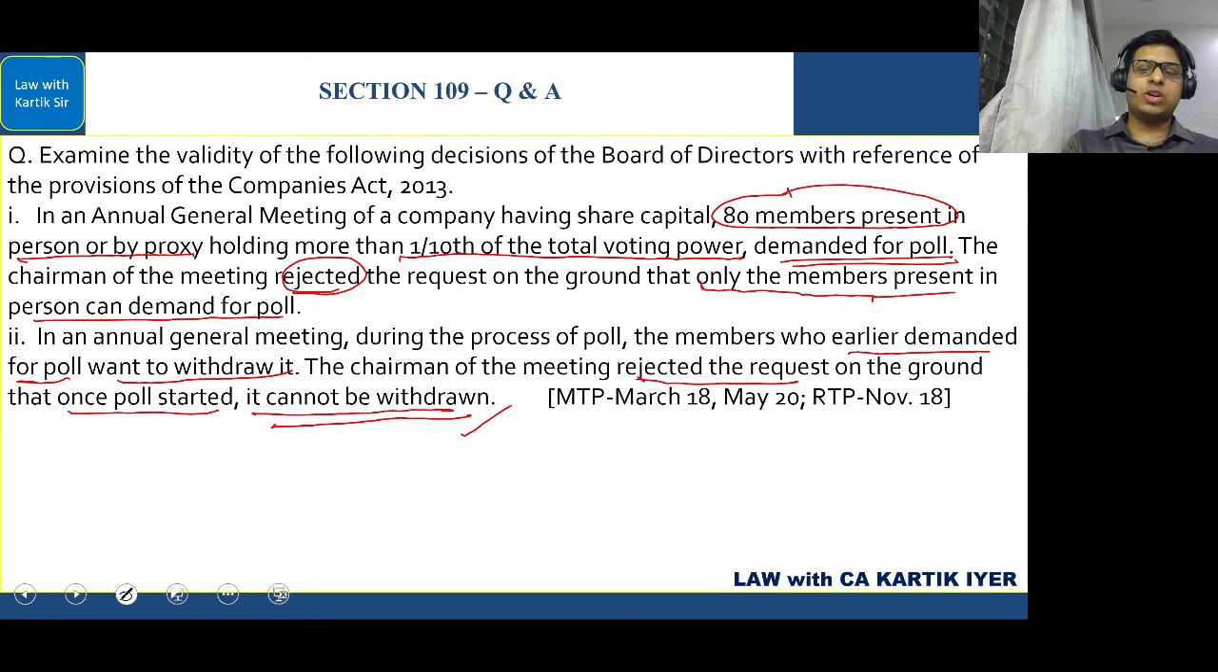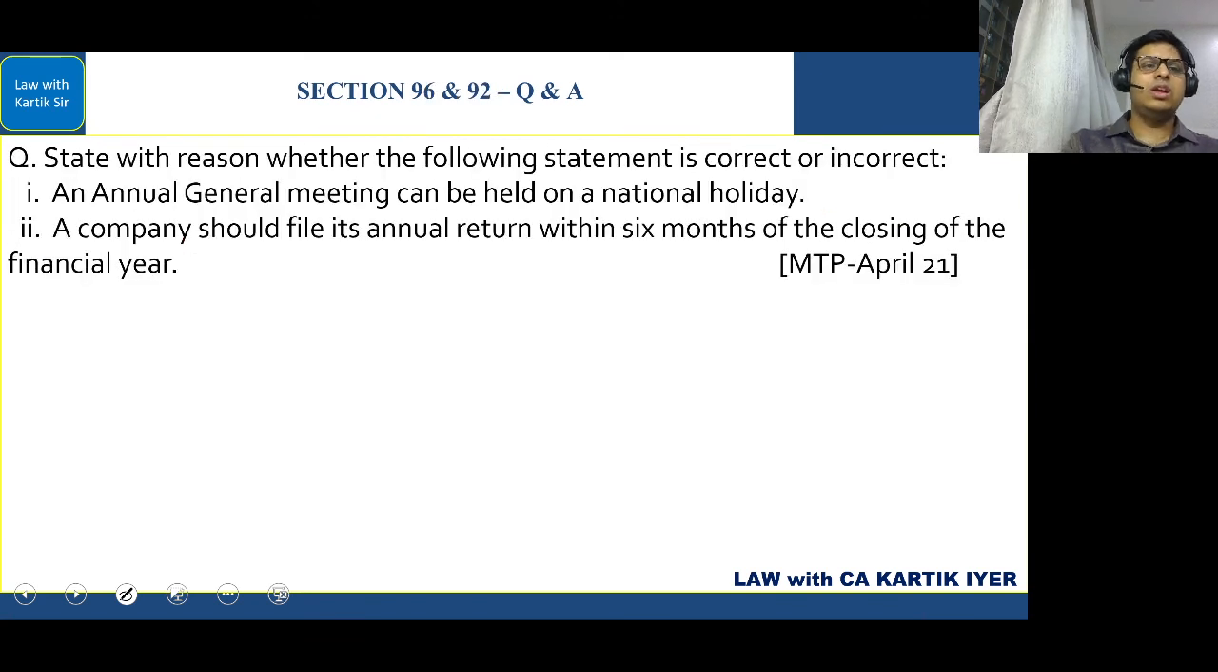Okay. Mock test paper March 18 question, May 20 question, RTP November 18 question. Easy, simple. State with reason whether the following statement is correct or incorrect. An AGM can be held on a national holiday. Can it be conducted on a national holiday? The answer is no. The law clearly says AGM time will be 9 a.m. to 6 p.m. AGM should be conducted between 9 a.m. to 6 p.m. It should be on a day which is not a national holiday. So whatever the Central Government defines as national holiday, it cannot be conducted on those days.